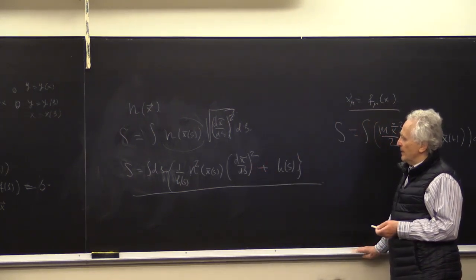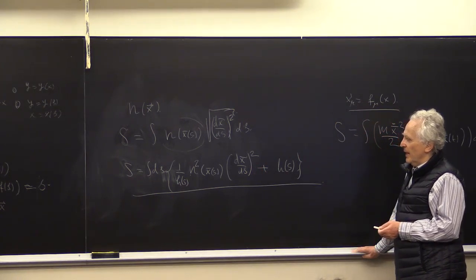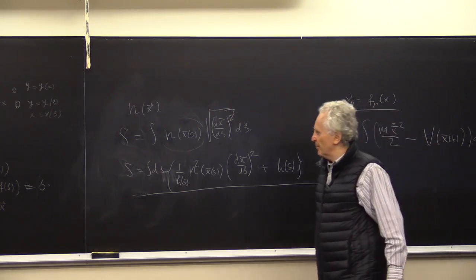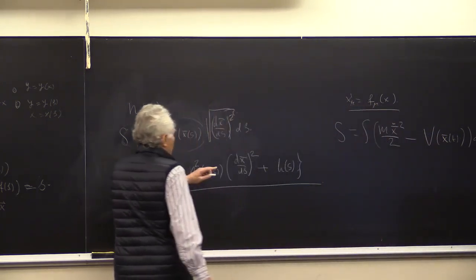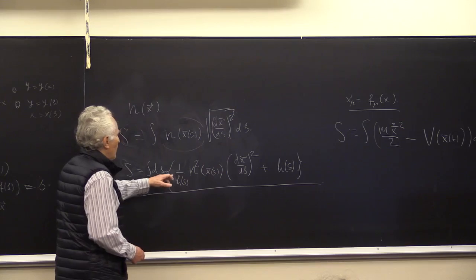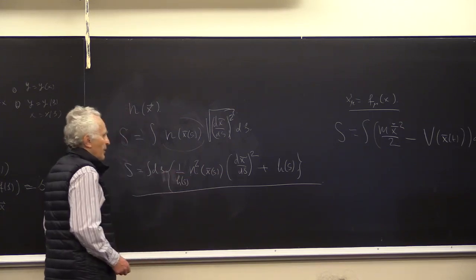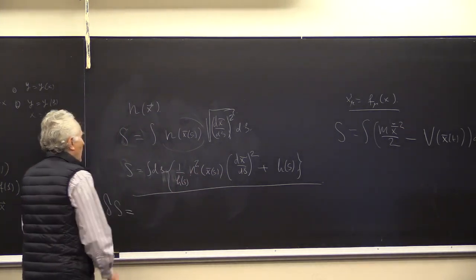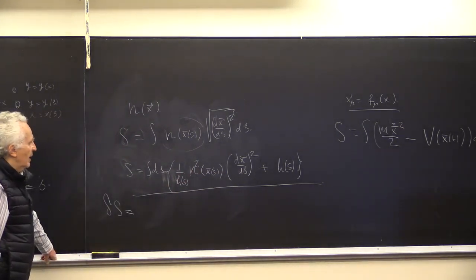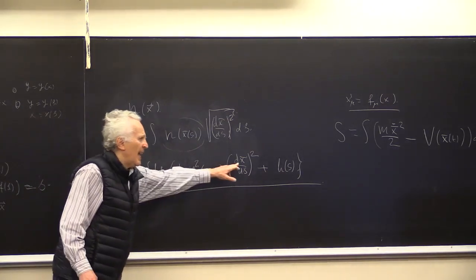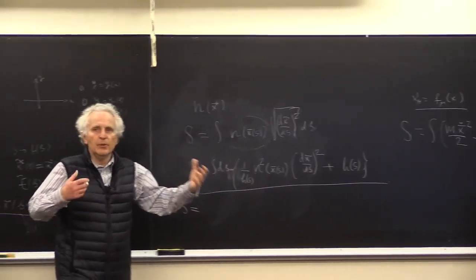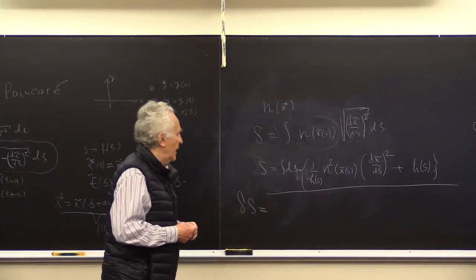So what will happen if you vary h? Okay, let's do it. What will be a variation of this? I want to vary s, and I want to keep x intact at this point, but I want to vary this new auxiliary field h of s.